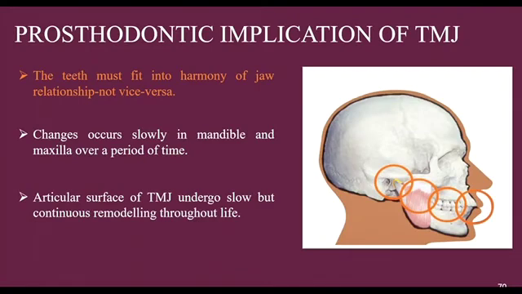Prosthodontic implication of TMJ: the teeth must fit into harmony of jaw relationship, not vice versa. Changes occur slowly in mandible and maxilla over a period of time. The articular surface of TMJ undergoes slow but continuous remodeling throughout life.